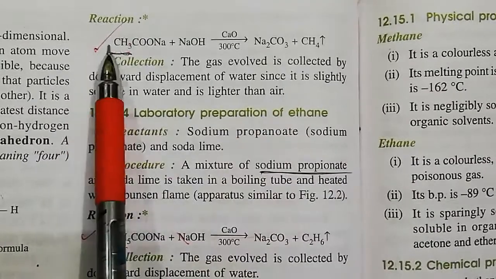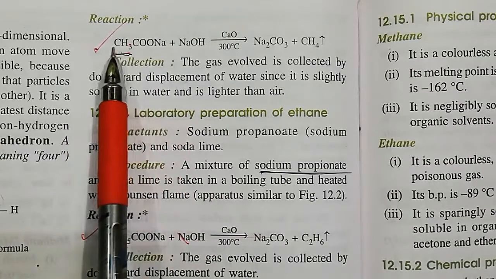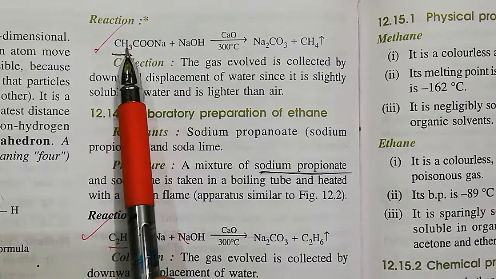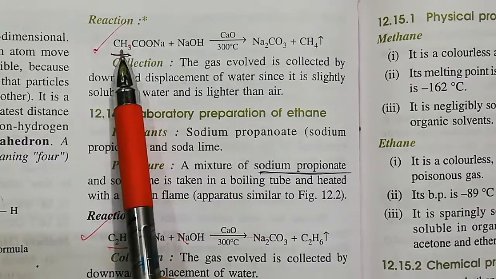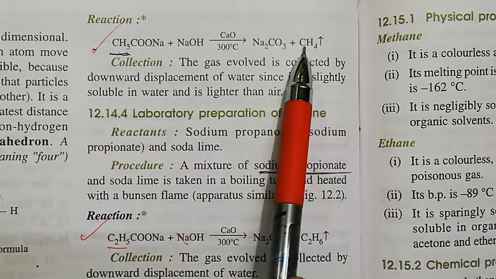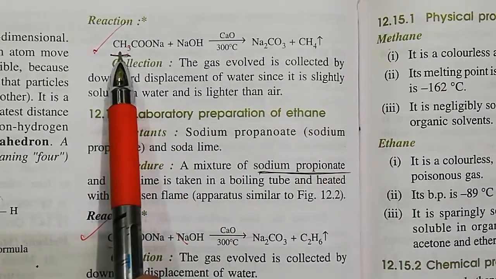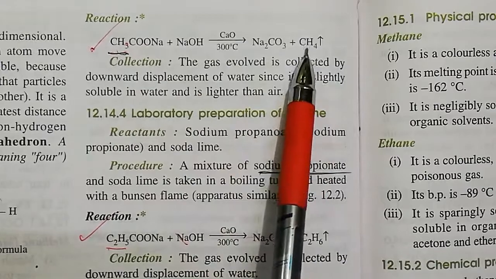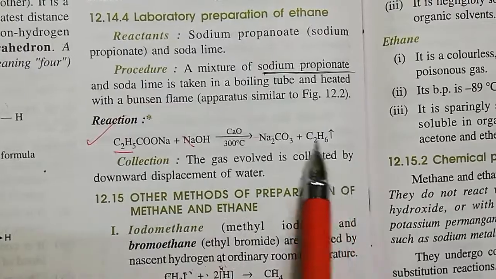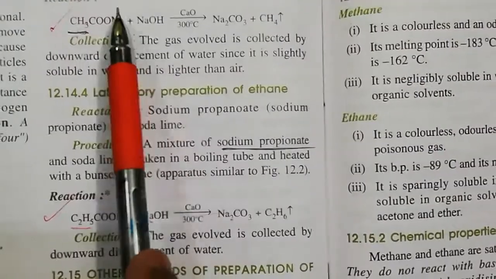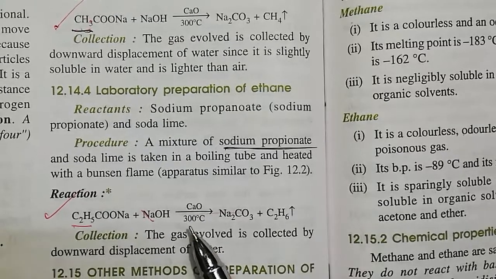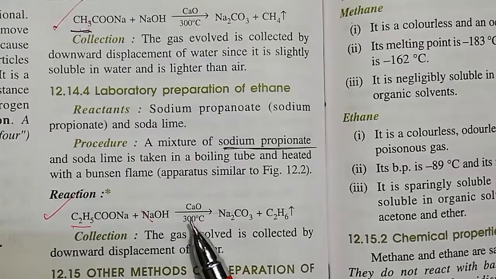So in the place of CH3COONa, if you take C2H5COONa, the same kind of reaction happens, and in that case you will get ethane. CH3 gives CH4, and in the place of C2H5 it will be C2H6, and the reaction is here. Can you see? C2H5COONa. So these are the two lab preparations of methane and ethane. At the lab we can prepare methane and ethane like this.